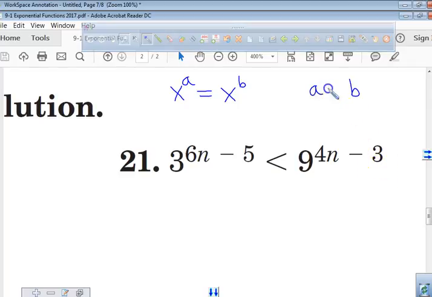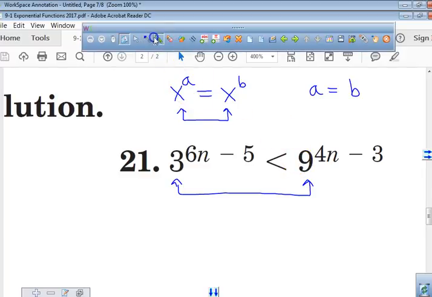What do we know about the relationship between a and b? A would have to equal whatever b is. If a is 2, then b is 2. If a is 3, then b is 3, and so on and so forth, if and only if these are the exact same base number. Do we have the exact same base number right here? No. That's a 3. That's a 9. So either we need to somehow find a way to convert a 3 to a base 9, or find a way to convert a 9 to a base 3.